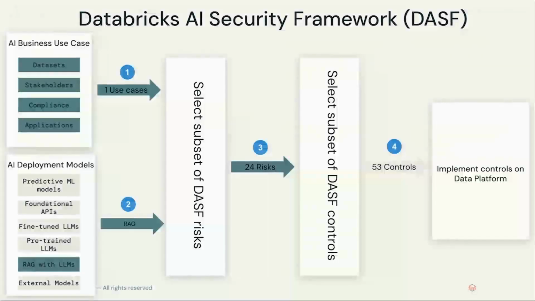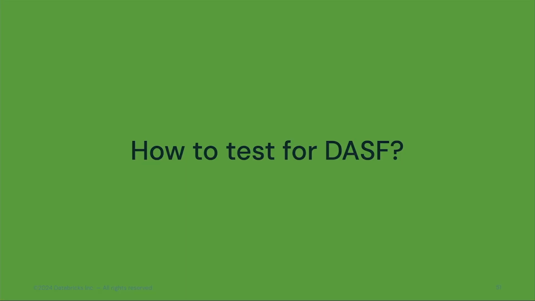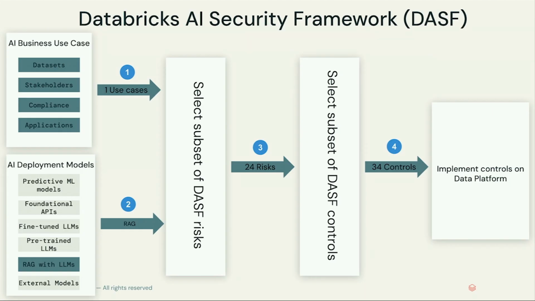Now that you have the risk set, you are going to use the controls that we provided for all those 24 risks, and then you are going to basically apply those 34 controls, and you would not need to look at the rest of the 53 controls that we have, because in this use case, that's what is applicable for you, right? So now you are going to implement that in your data platform.